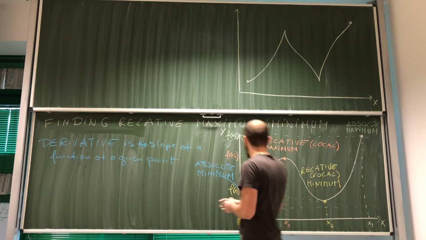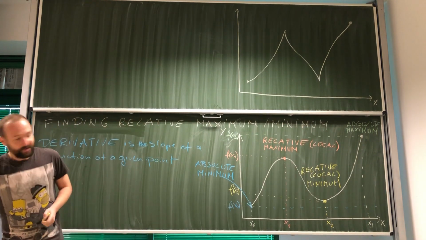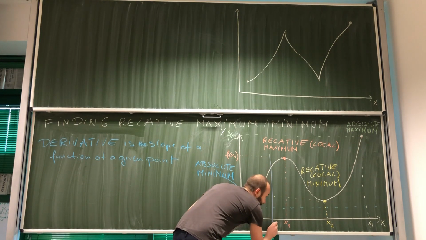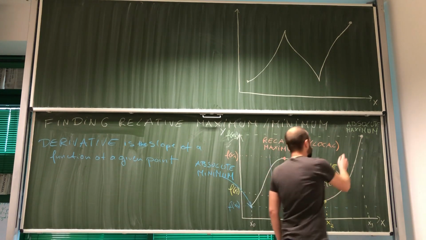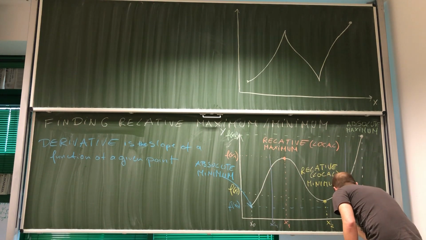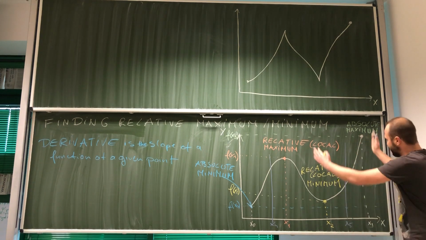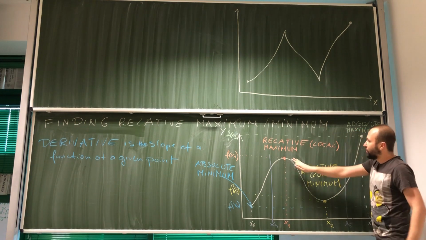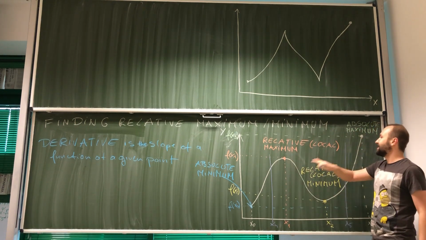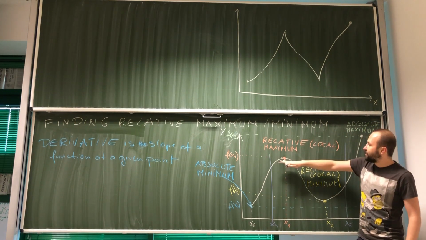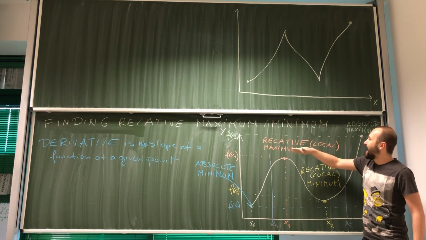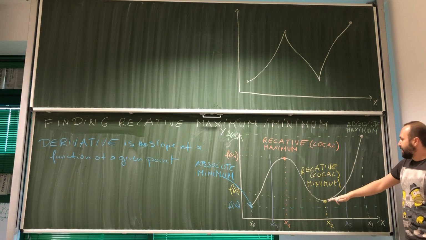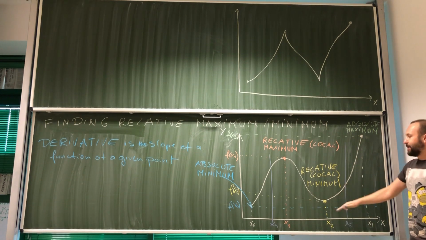Look, if for example our domain would be ranging from x4 to x5, you see that in this domain, in this smaller domain, those 2 points represent both relative and absolute maximum, and over here it represents relative and absolute minimum.